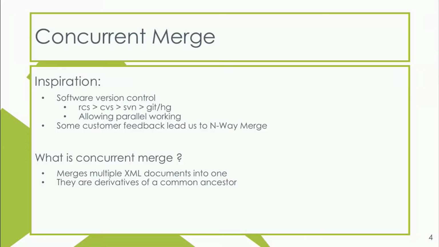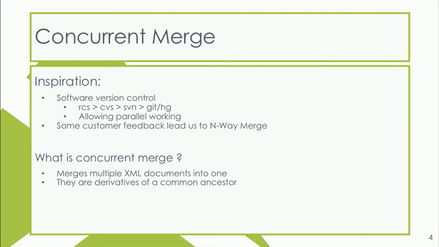Inspiration for the concurrent merge for us came as software developers. Those of you who have followed the different version control systems like RCS, CVS, SVN, and now Git and Mercurial, will know that everyone was delighted when SVN introduced merging of branches, which allowed us to work in parallel. So we thought, why can't we do that with technical documentation?